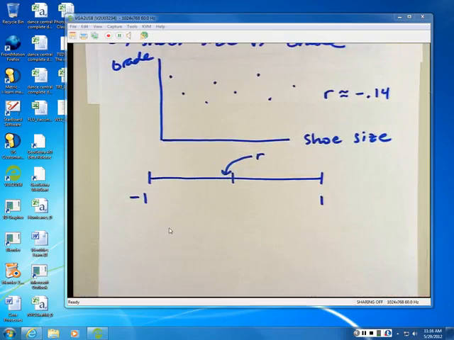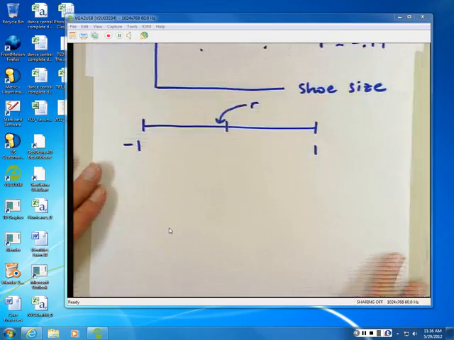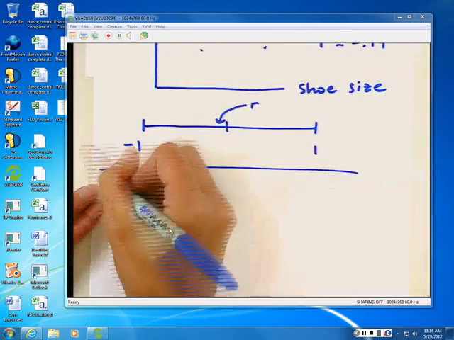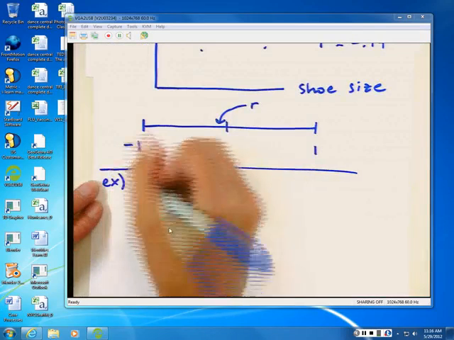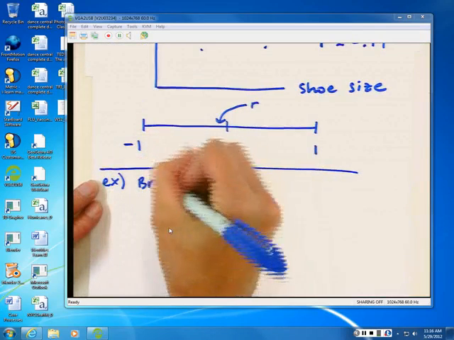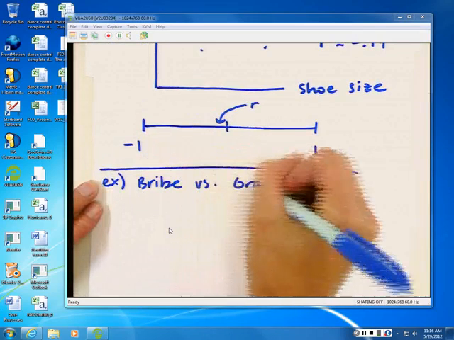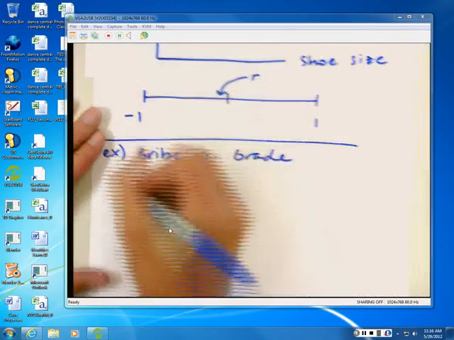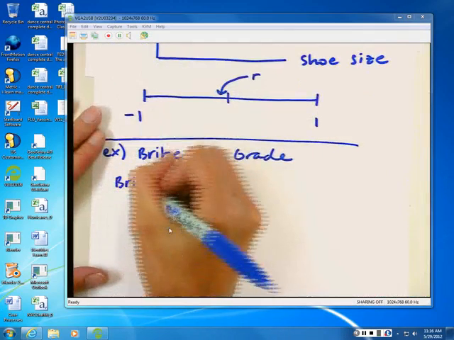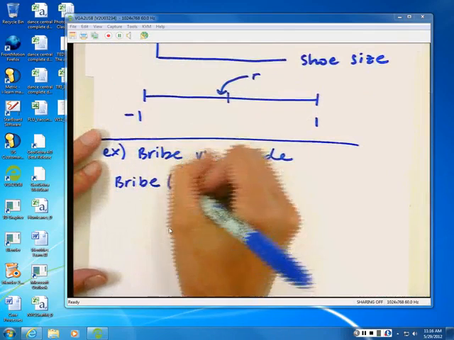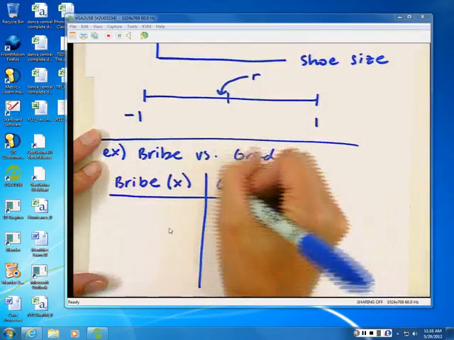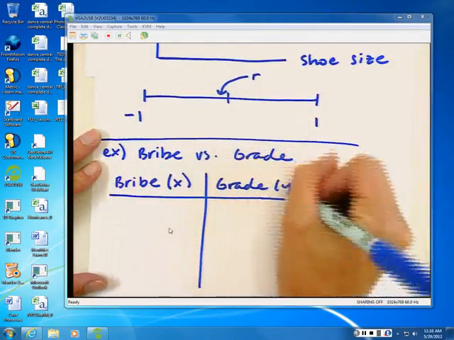Well, what we want to do instead of just talking about things in general is to look at some data. I just made up some data, but we could, of course, do this with real data as well. So for my first example, I'm going to go back to that bribe versus grade. And instead of just plotting some random points into a scatter plot, I'm going to give you those values. So here is the bribe amount, which I'm going to put on the x-axis, and the student's grade, which I'm going to put on the y-axis.